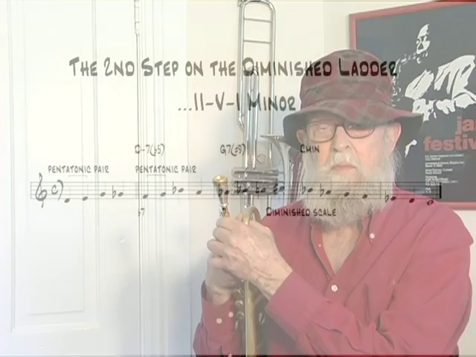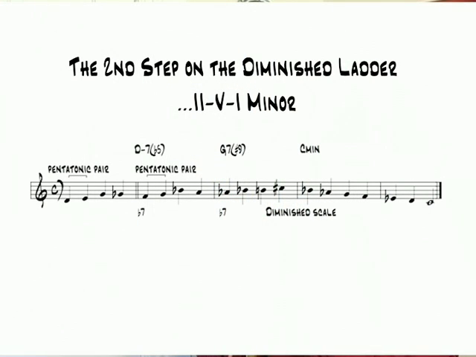Now I'm going to use the flat 7 setup on the second step of the diminished ladder. This will help me find a good place to start my patterns for the altered 2-5-1 in a minor key. Starting these setups on step 1 of the diminished ladder and playing them up to step 2 on the ladder will help develop a relationship with these diminished sounds.